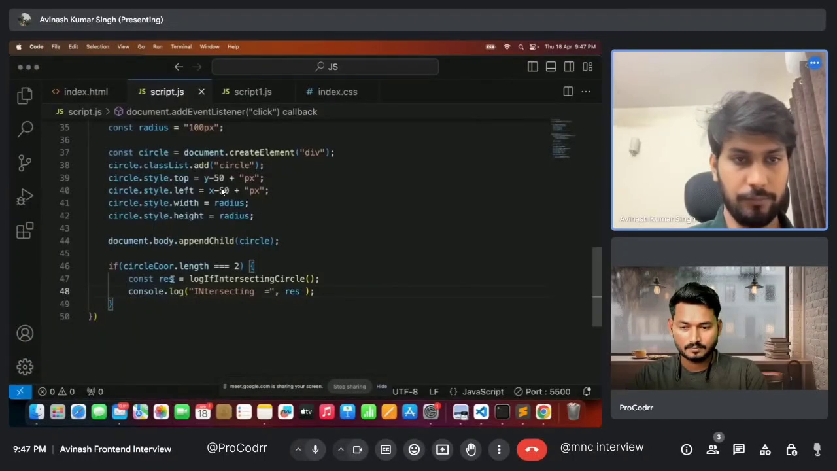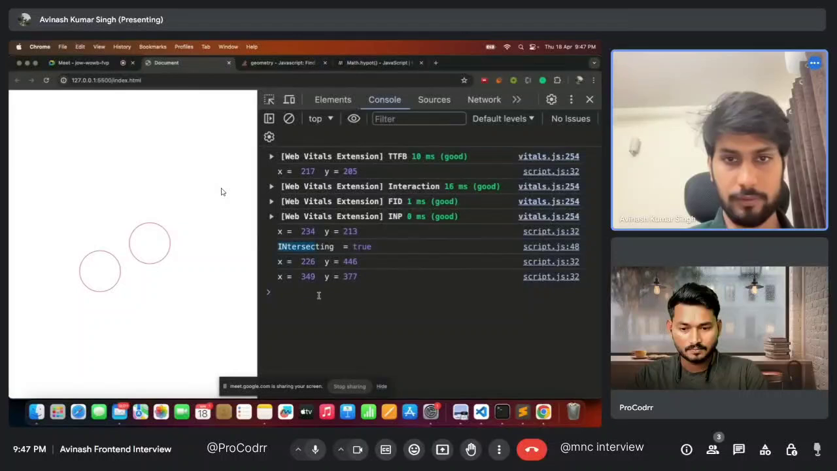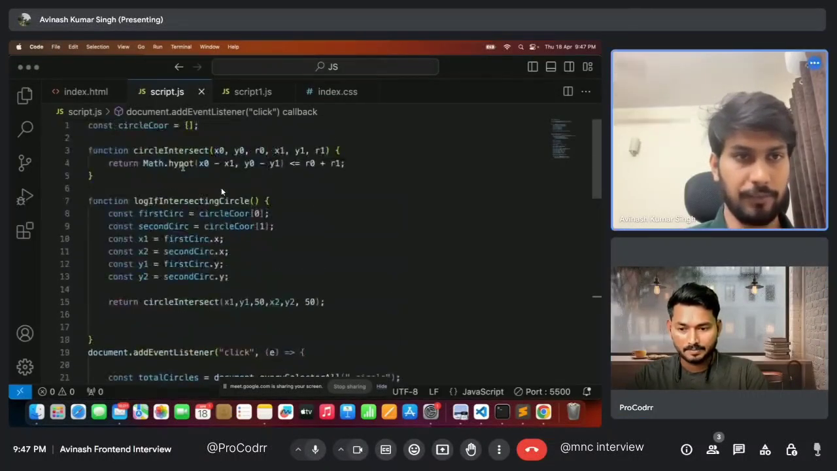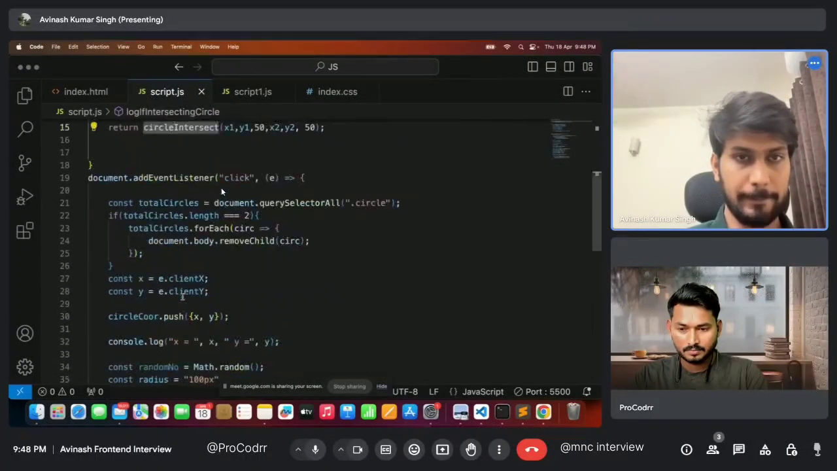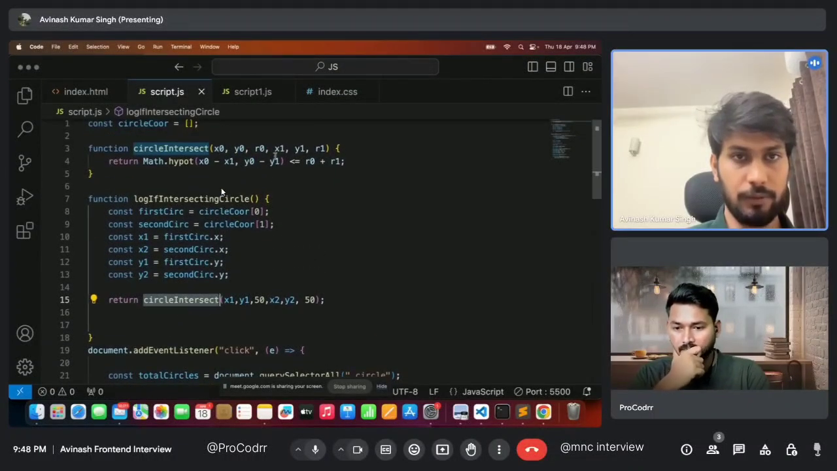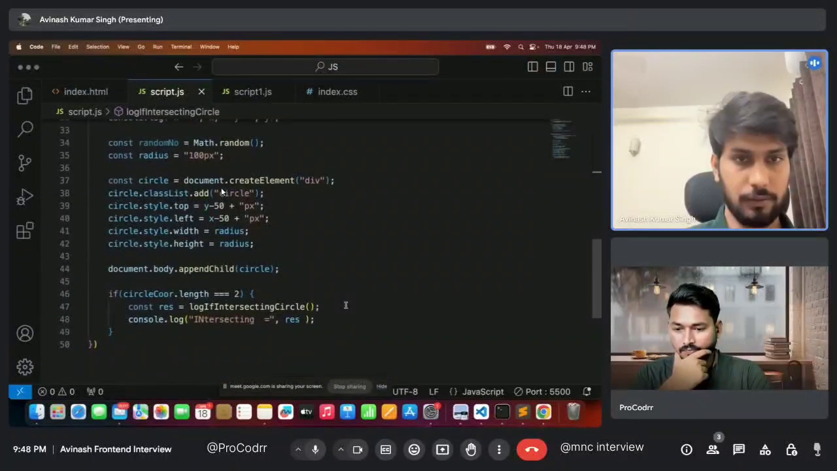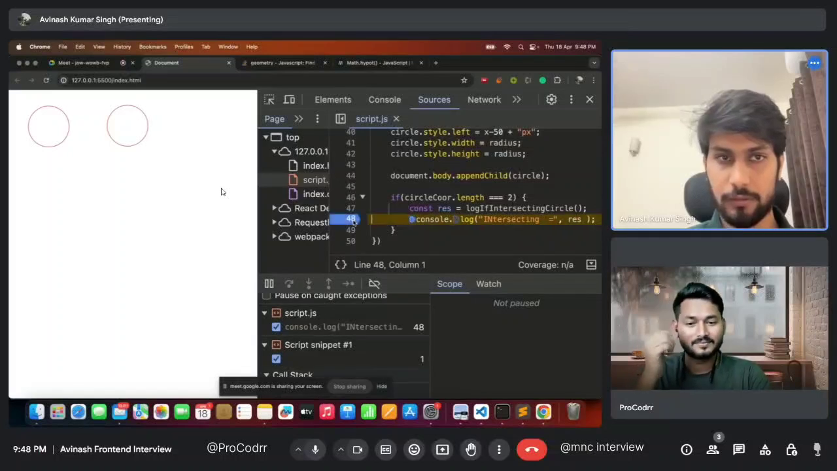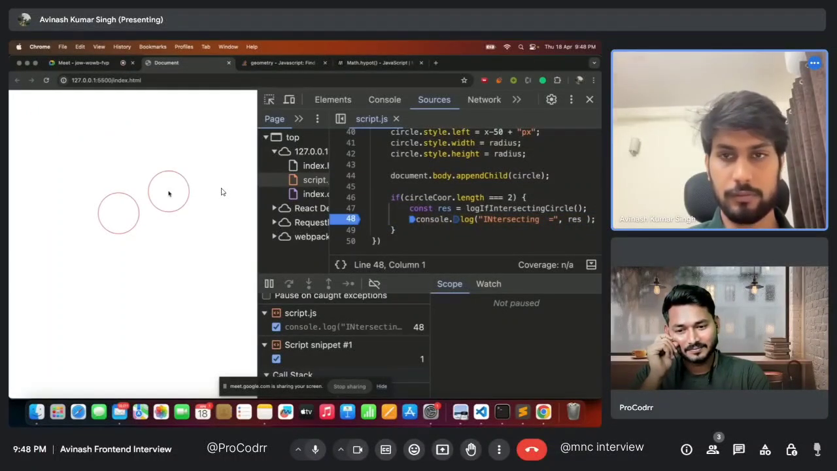Okay. Why is it not giving me false? Let me check. Return by the hypotenuse. This will return false. x2 y2 x1 y1, r1 is 50. This is 50. Let's debug it. What is happening?